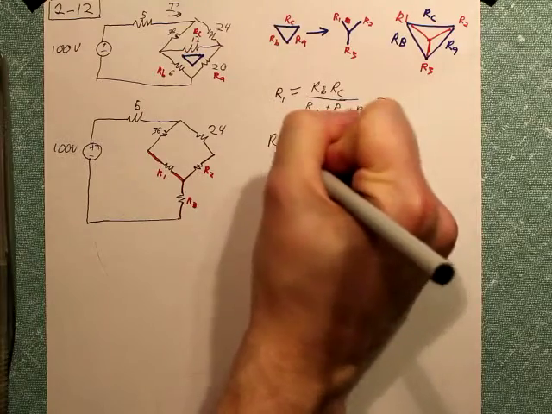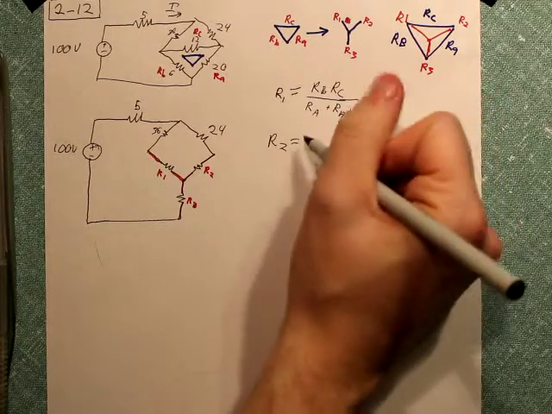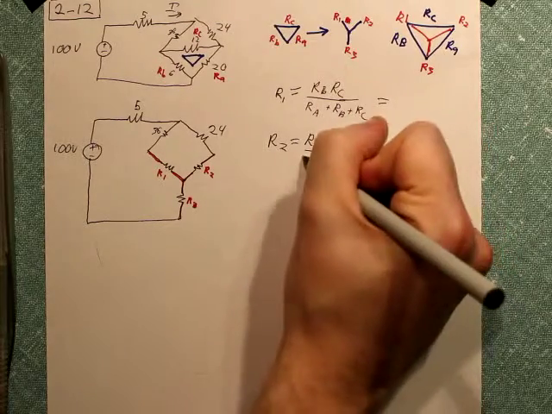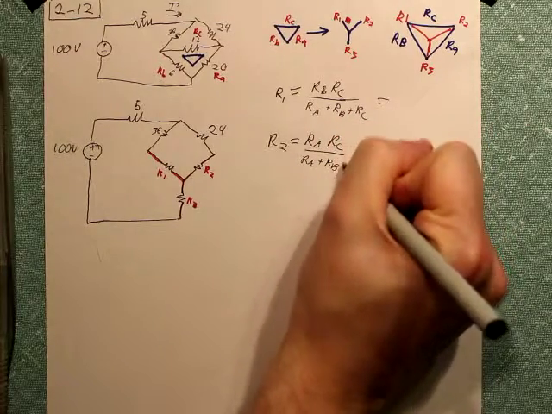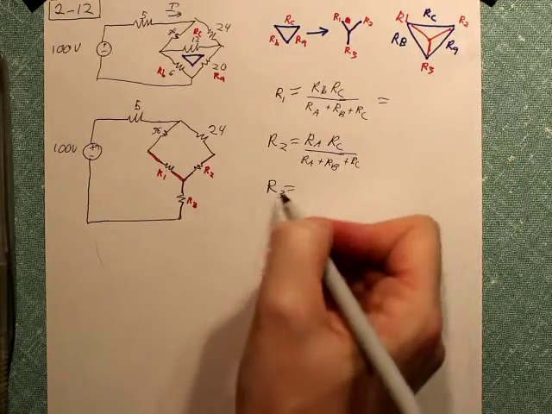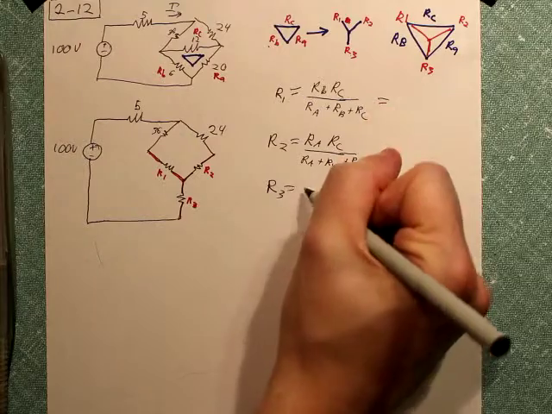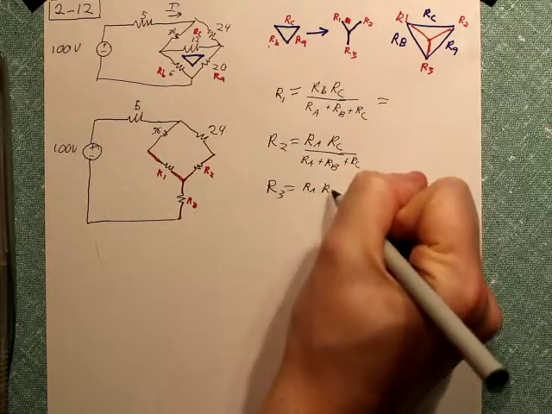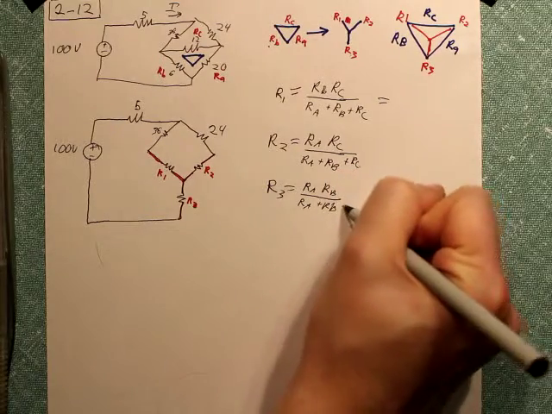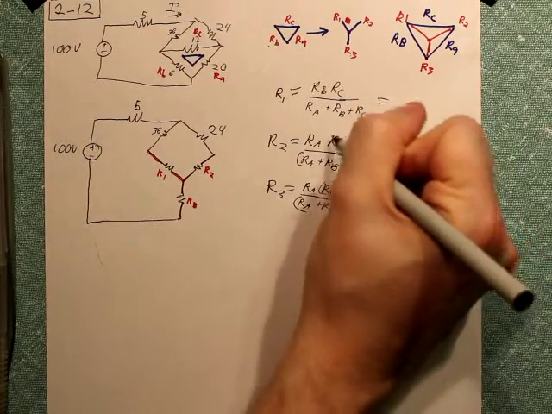Same with R2, you need the opposite. R2 is linked to RB, so we're going to have RA times RC over the sum of RA plus RB plus RC. And then R3 equals, well, that's linked to RC because it's on the opposite side of RC, so we're going to do the multiplication of RA and RB. RA times RB over the sum of RA plus RB plus RC. And that just keeps our order of operations very clear.